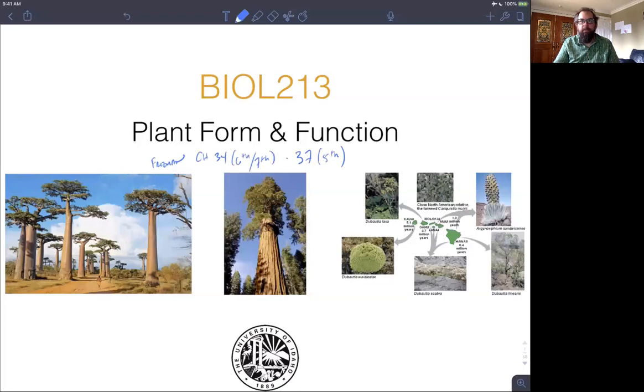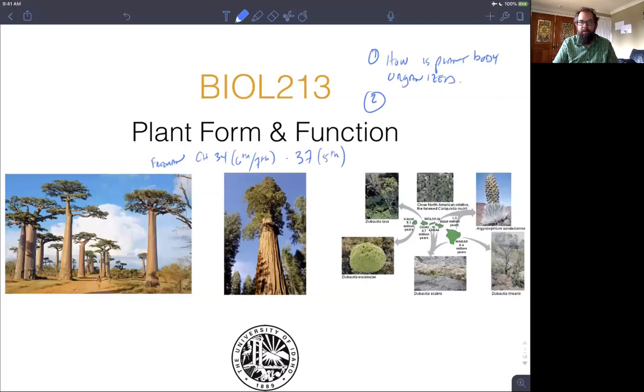Our main goals for this section are to address three fundamental questions with respect to plant form and function. The first of those questions is, how is the plant body organized? And in this, we're going to talk about different tissue systems, as well as different tissue types throughout the plant. So we get at the organization of that plant body.